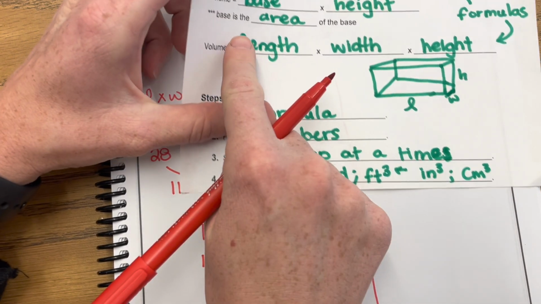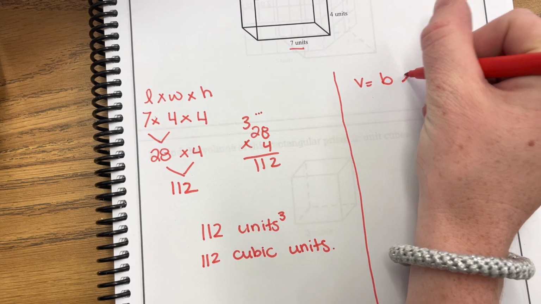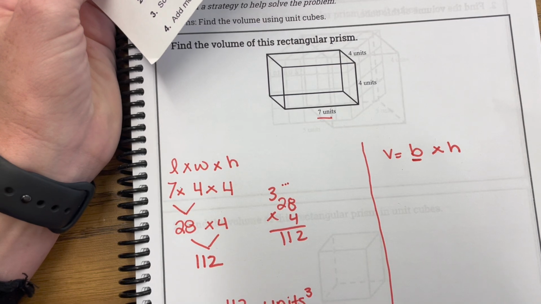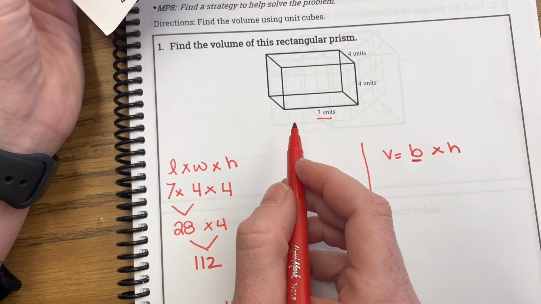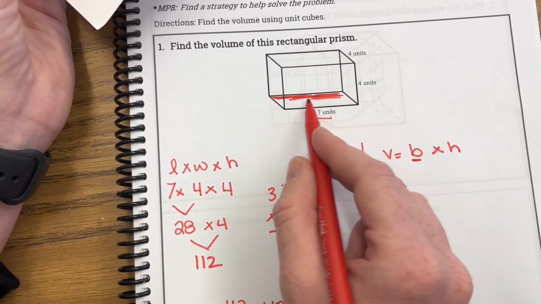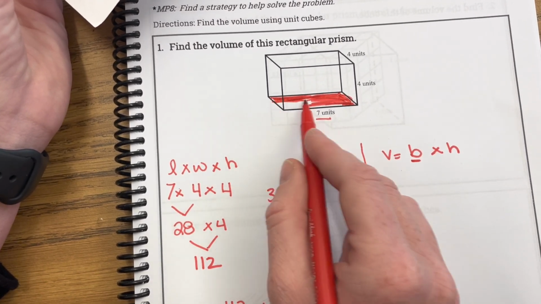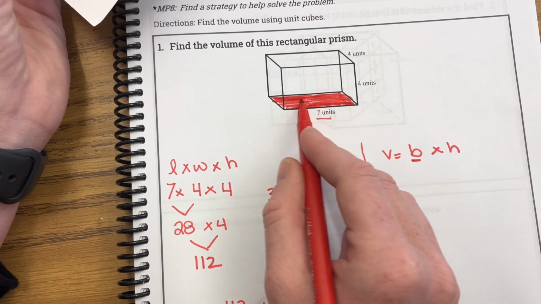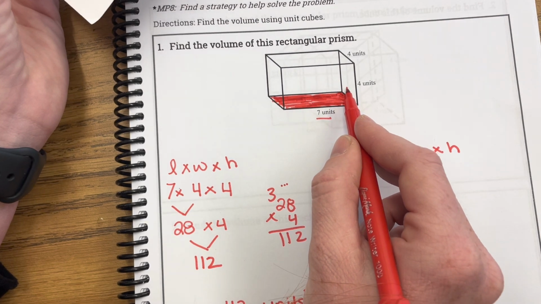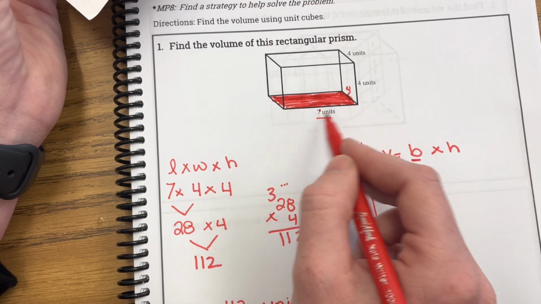So my other formula is base times height. So volume equals base times height. And here I need to find what my base is. So I'm actually going to shade in my base in red. This whole section that I just colored in, that's my base. And we know that this one was 4 units because it's the same length as this one. So 4 times 7 would be my base.